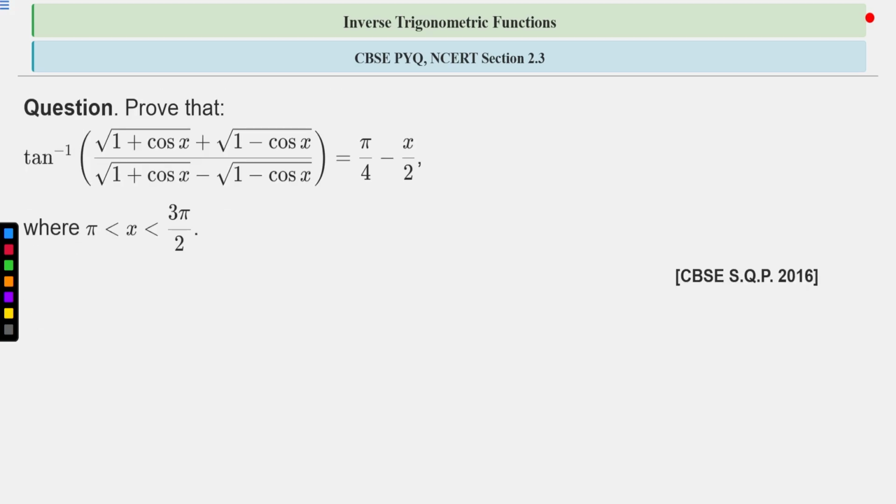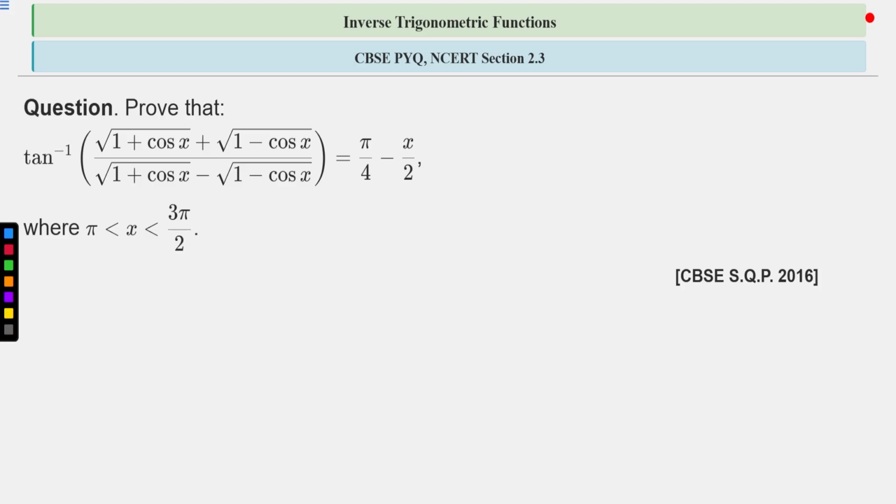Let's move to the next question. This question says, prove that tan inverse of root over 1 plus cos x plus root over 1 minus cos x upon root over 1 plus cos x minus root over 1 minus cos x is equal to pi by 4 minus x by 2, where x is between pi to 3 pi by 2, right?